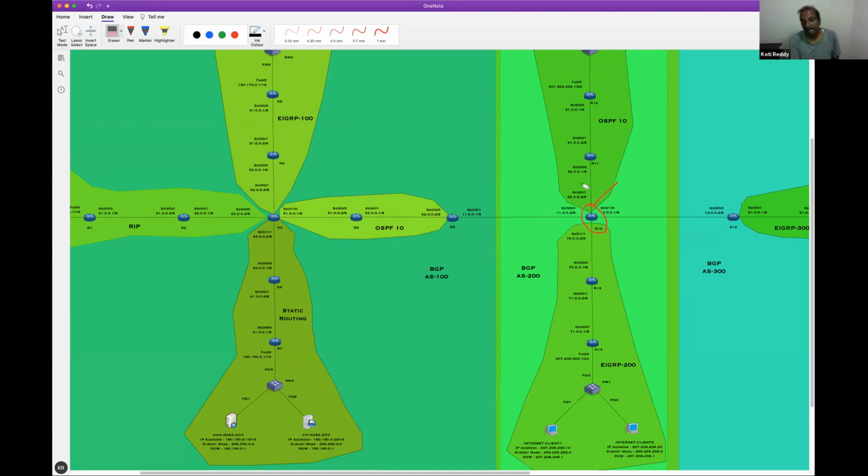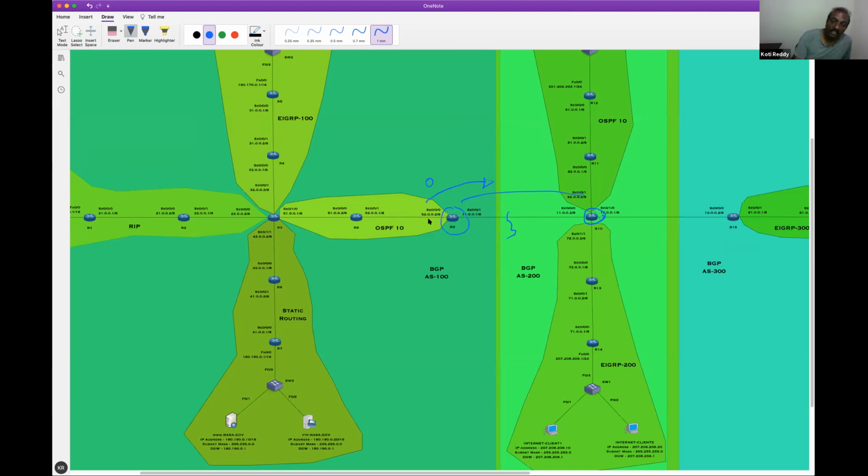You understand now? But they have not come till R10. If the OSPF routes need to be given to R10, who should give them? BGP, right? So what should I do now? I should redistribute from OSPF into BGP. I should ask BGP to advertise the OSPF routes into BGP. So let's do that.